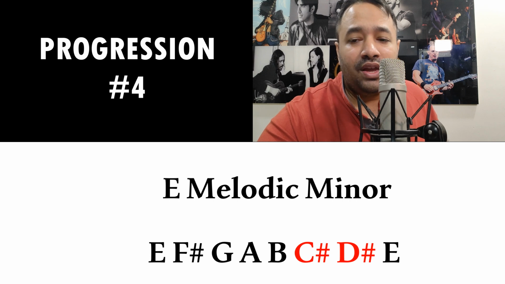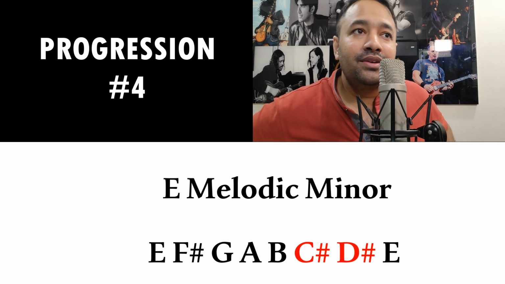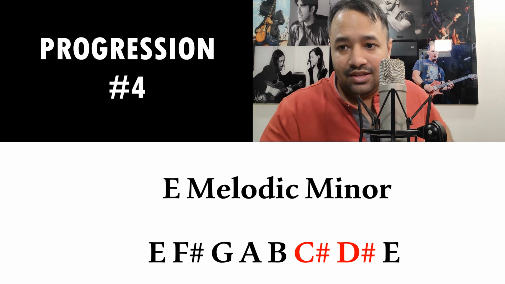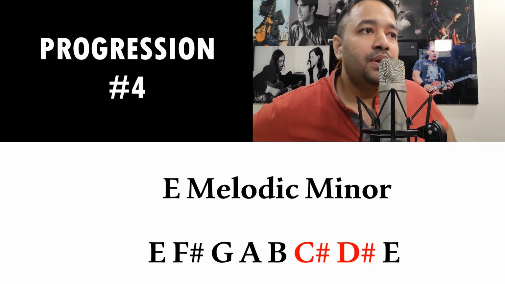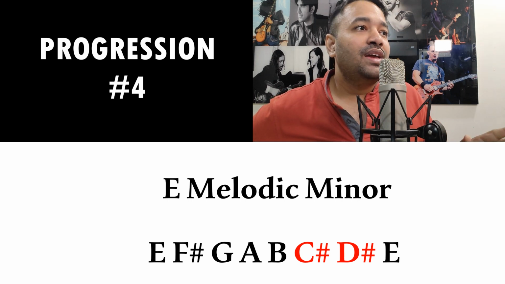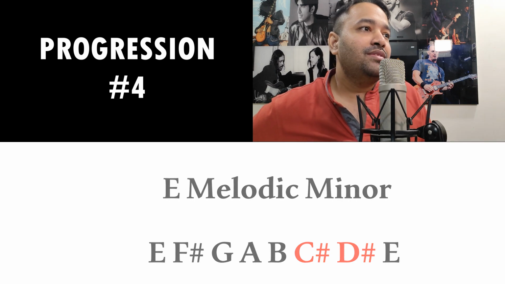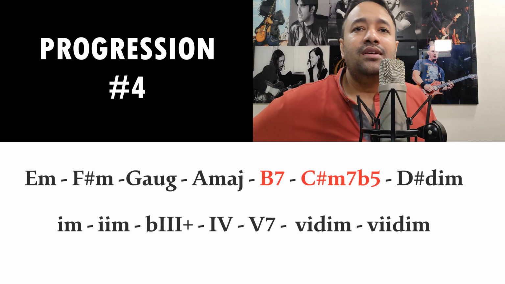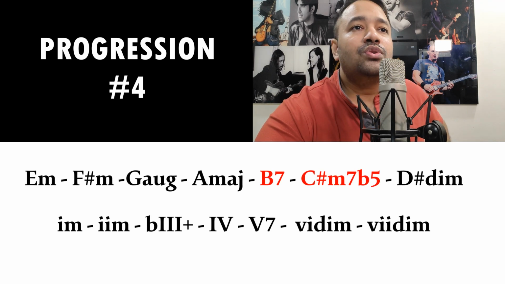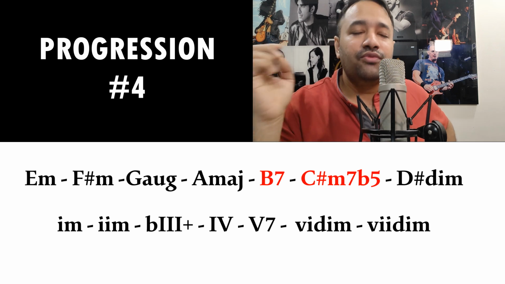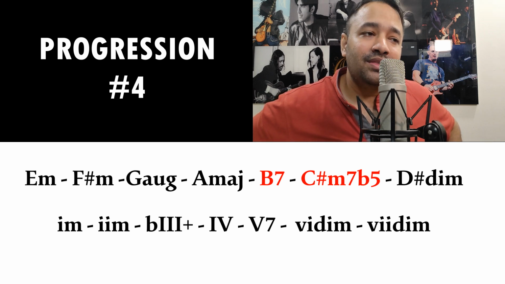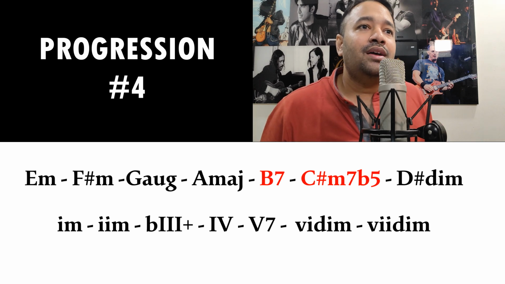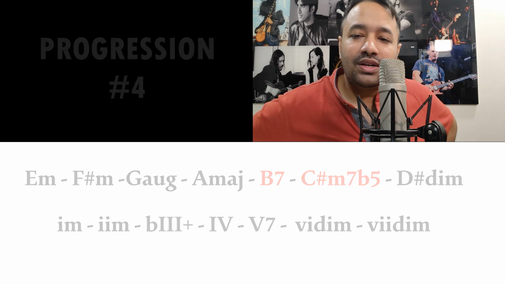So here we have a scale which is known as the melodic minor scale, the E melodic minor, which has these notes: the E, F sharp, G, A, B, the C sharp, D sharp. So we have a sharp 6th and a sharp 7th as compared to the E minor scale, and then we are back to the root. So this explains how we've used the B7 as well as the C sharp minor 7 flat 5 in this particular chord progression. So again, this is a mixture between the E minor scale, the E natural minor, and the E melodic minor scale.